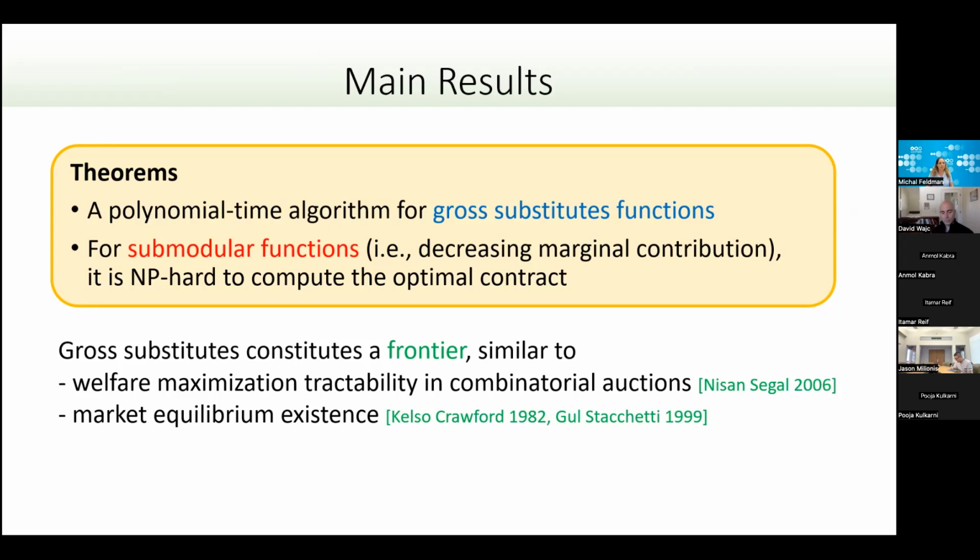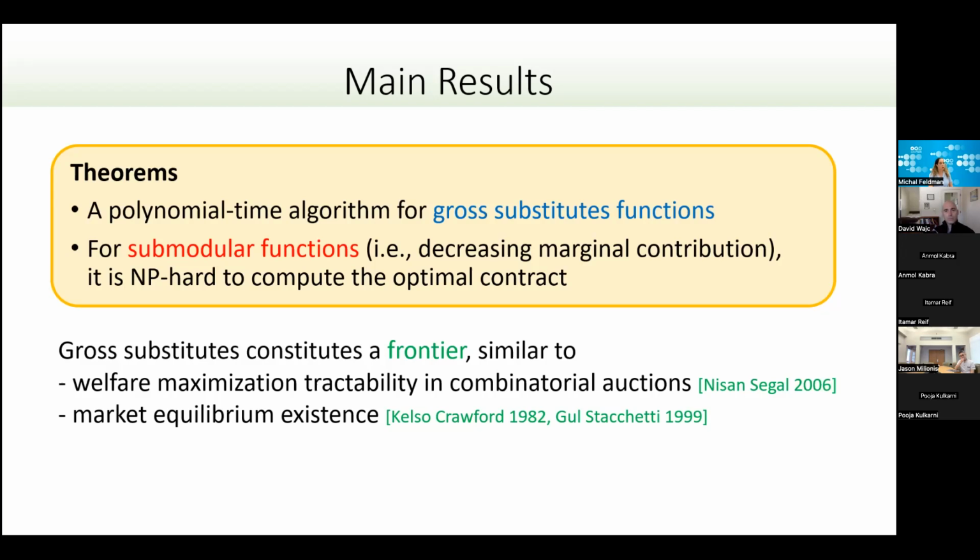Now, why are we so excited about this result? The class of gross substitutes functions is already known to be a tractability frontier for different problems, both in economics and in computer science. So it's a very interesting class of functions. First of all, in the simple resource allocation problem, what we call combinatorial auction, if we want to maximize the social welfare, gross substitutes valuation functions turn out to be the tractability frontier. If agents have gross substitutes valuations, we can maximize social welfare in polynomial time. And in some sense, it's also a frontier.